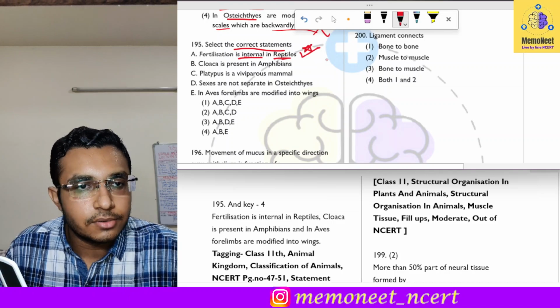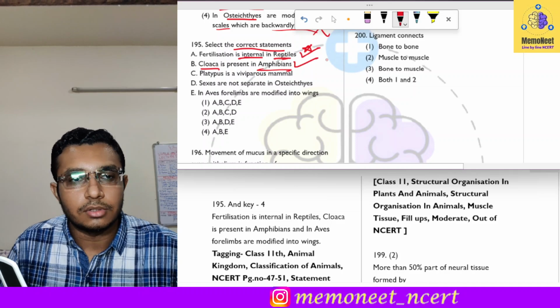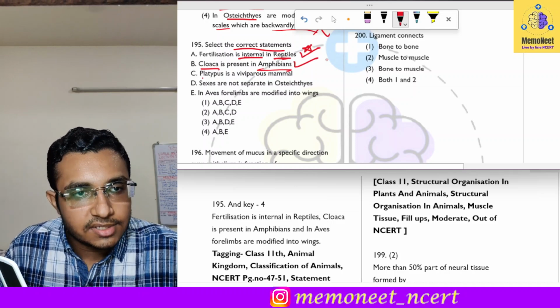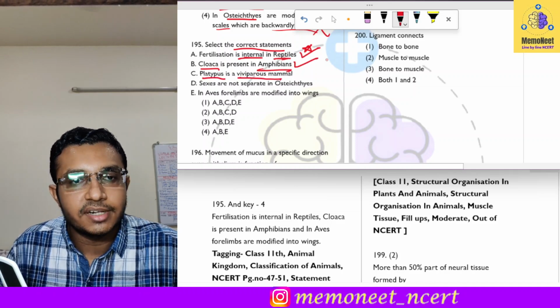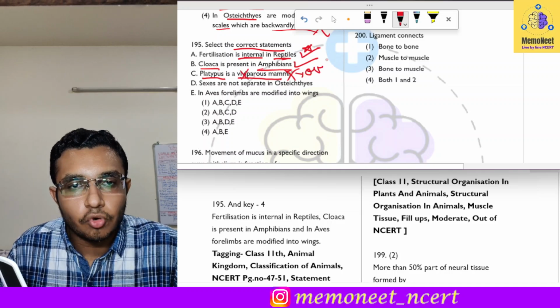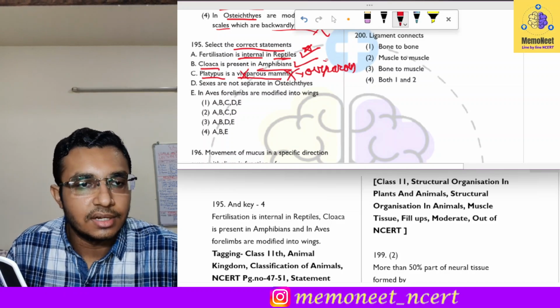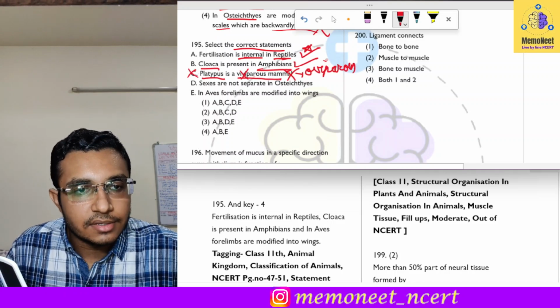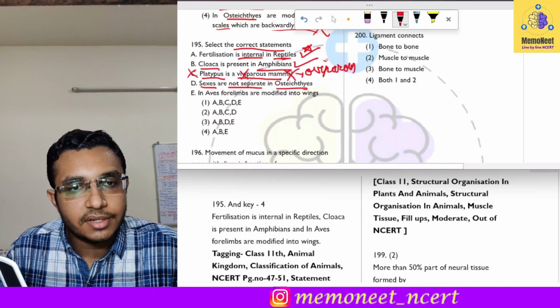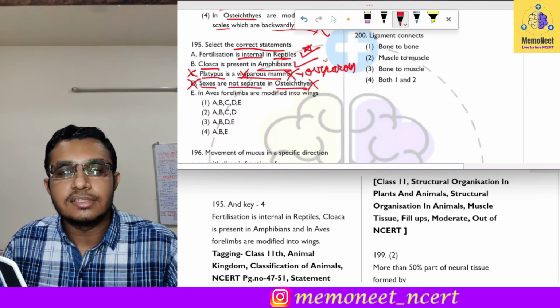Then statement 2 is cloaca is present in amphibians. So yes, this statement is also correct. Then statement C is platypus is a viviparous mammal. So no, this statement is incorrect because platypus is an oviparous mammal. Okay, so this statement is incorrect. And statement D is sexes are not separate in Osteichthyes. So this statement is also incorrect because in Osteichthyes the sexes are separate.